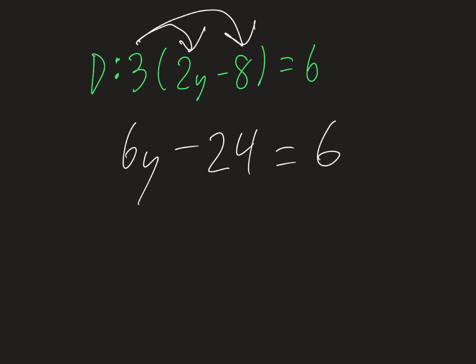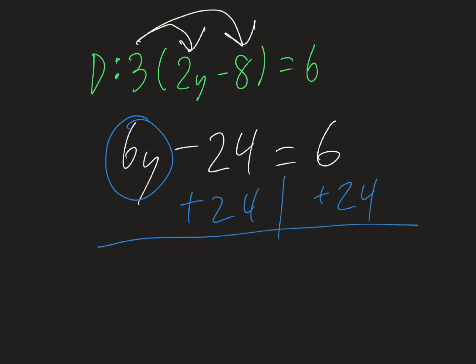To do so, first, we will keep 6y together, and we'll get rid of this minus 24. Well, the opposite of subtracting 24, or the inverse operation, would be adding 24. So let's do that to both sides. Remember, whatever you do to one side of the equation, you have to do to the other.